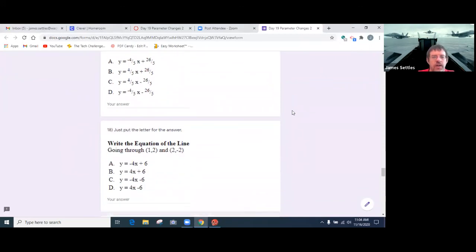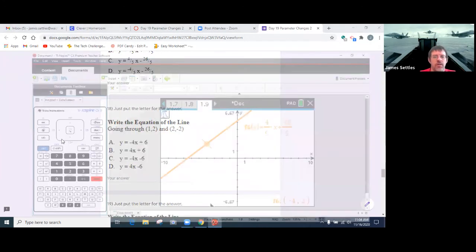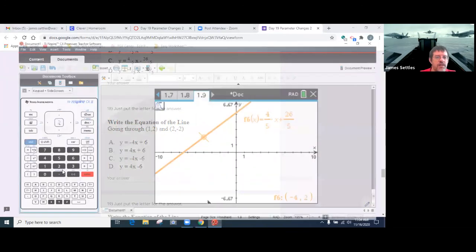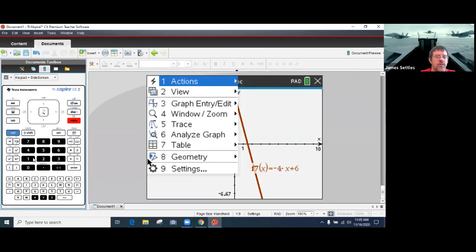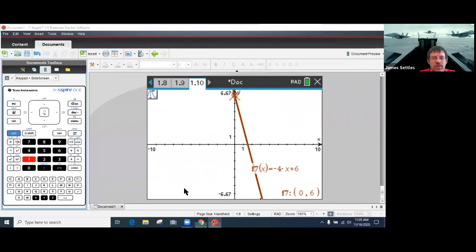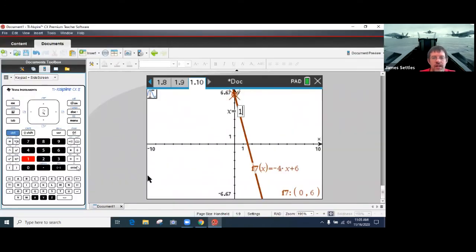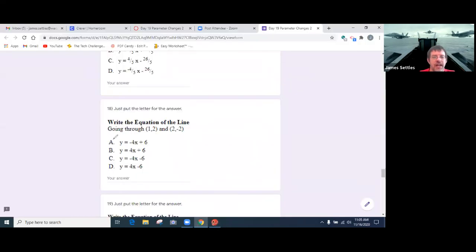So this one, all right. So once again, we're typing this in and checking these points. So -4x plus 6. Hit enter, and then menu 5-1. We're checking 1 and 2 and 2 and -2. So 1, hit enter. Oh, yes, we got lucky. 1 and 2. Type in 2 because we got to check the other one. 2 and -2. So, yep, that matches right there. And the answer is A.